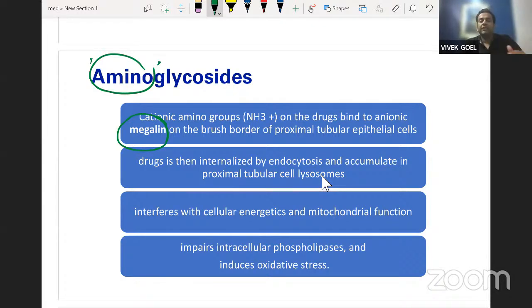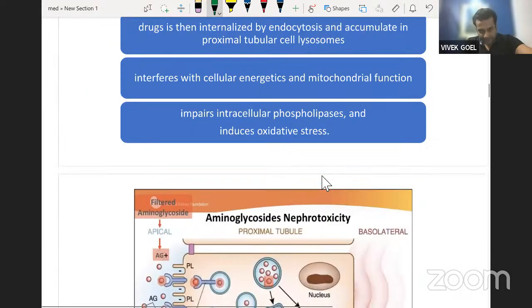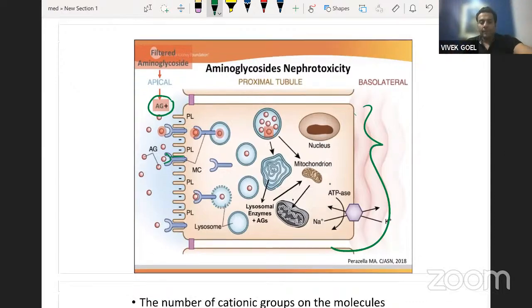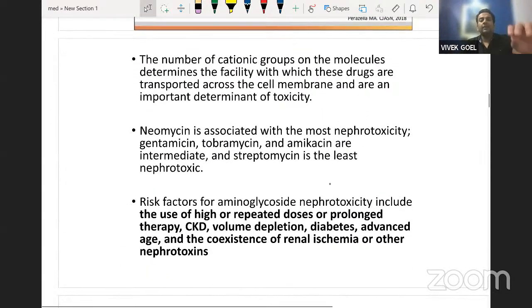And if it continues, it can even cause a generalized PCT dysfunction, leading to Fanconi syndrome. This all of you must be knowing. I have discussed time and again. Now just see what happens here. This is the aminoglycoside and this is the amino group. This is internalized by this megalin, which has the anionic group. Ultimately, it is endocytosed and ultimately causes mitochondrial dysfunction, and the entire PCT gets dysfunctional. And that is why you can have certain features.